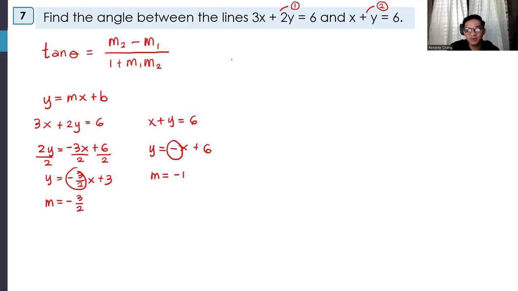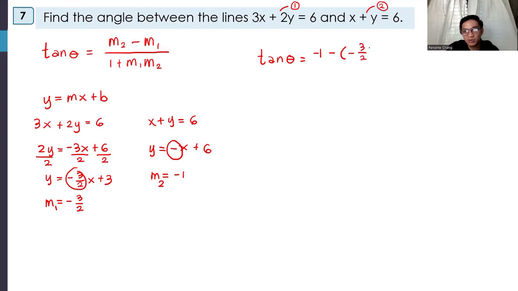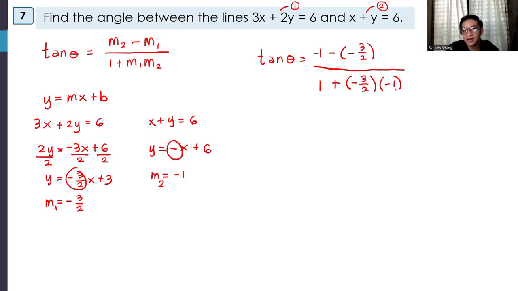So, let's proceed to our formula, class. Let's substitute everything. We have tangent of theta is equivalent to our m. This is our m1 and this is our m2. So, our m2 is negative 1 minus our m1 which is negative 3 over 2, divided by 1 plus our m1 which is negative 3 over 2 multiplied by our m2 which is negative 1.